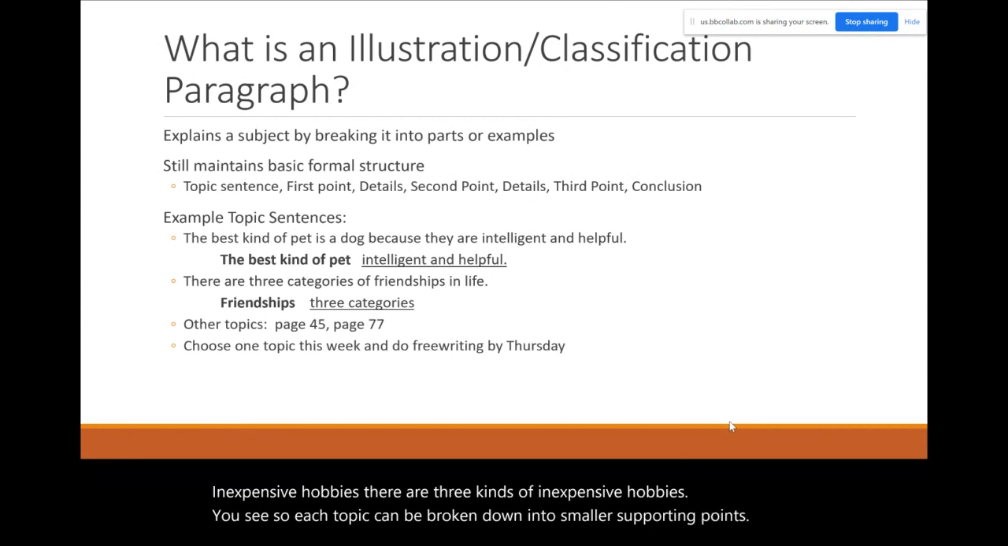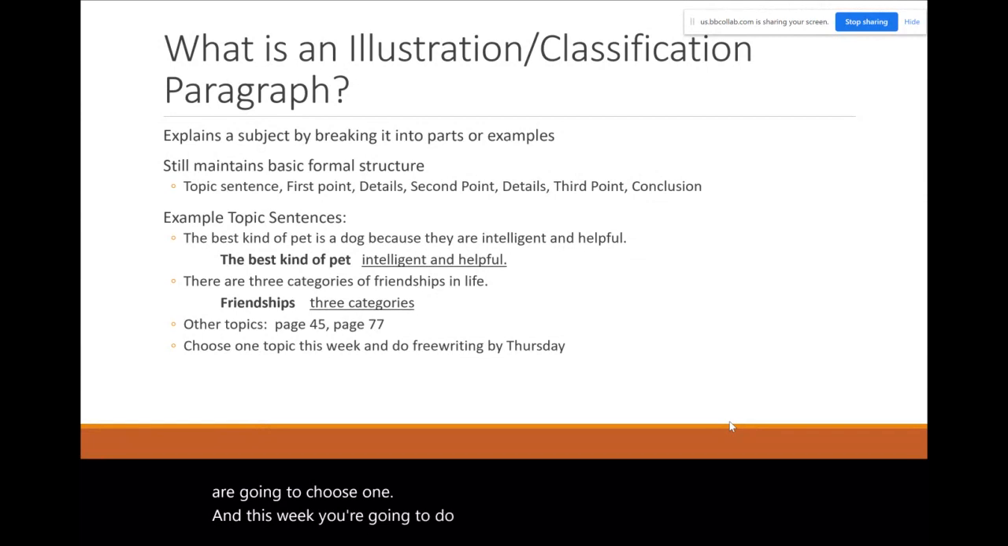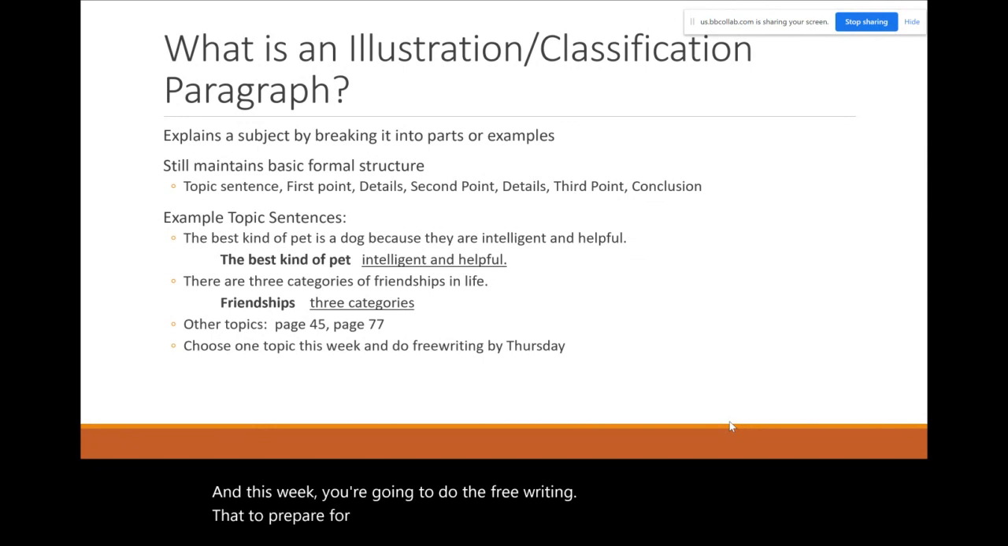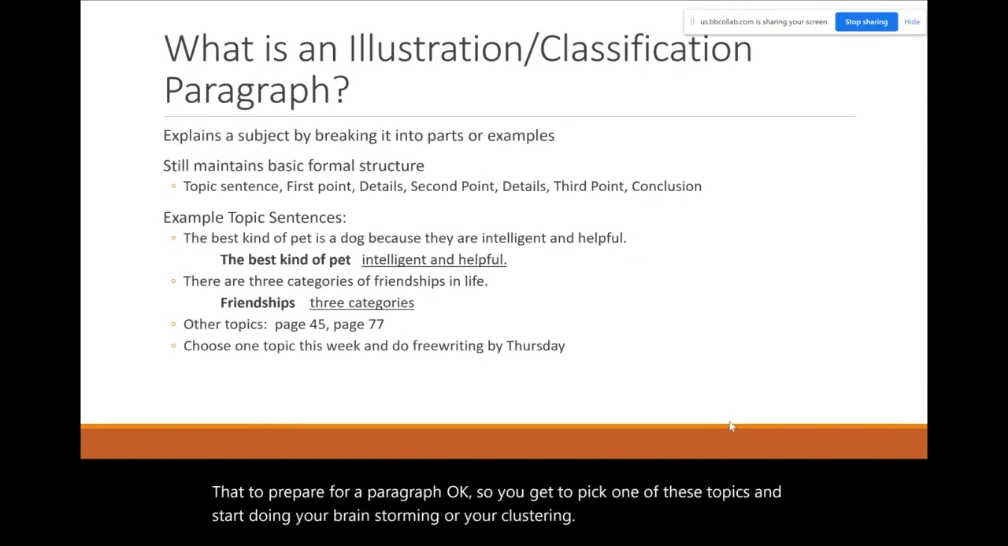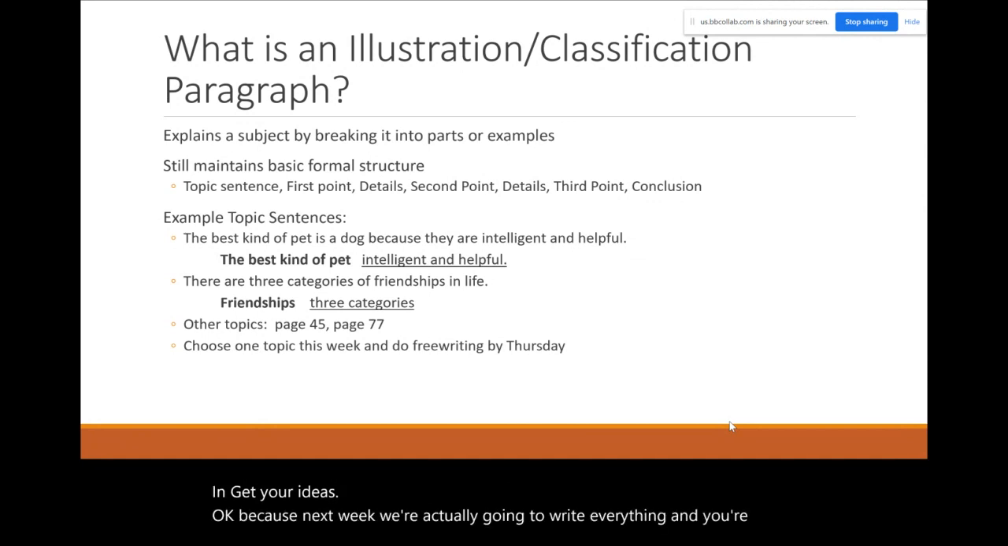So there are 20 total topics here, right? Page 45 and page 77. There's 20 topics. You are going to choose one, and this week you're going to do the free writing to prepare. So you get to pick one of these topics and start doing your brainstorming or your clustering and get your ideas. Because next week we're actually going to write everything and you're going to turn it in for a grade.